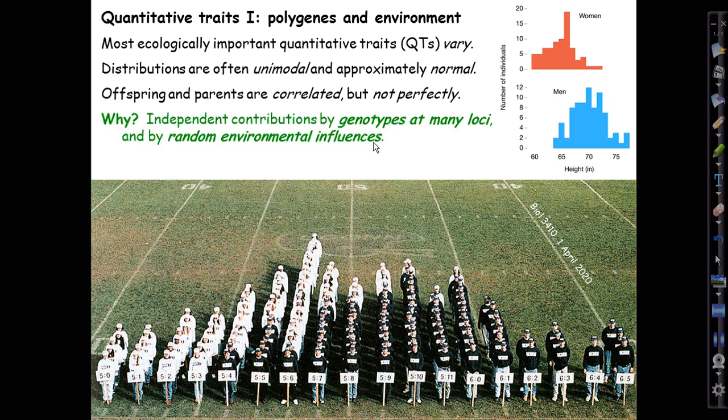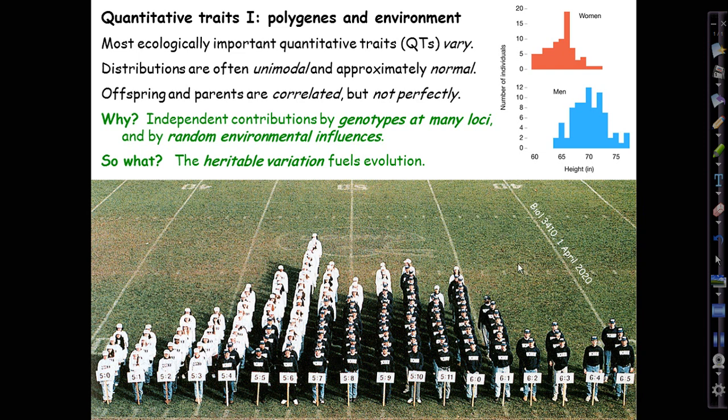Why does this happen? In a nutshell, it's that there are independent contributions to the trait values by genotypes at many loci throughout the genome, and also by random environmental influences. And our theory attempts and succeeds in modeling both of those sources of variation very successfully and simply. Why do we care? It's because the heritable part of the variation is the fuel of evolutionary change.